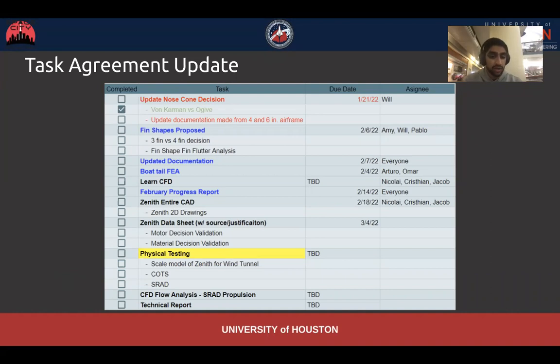Heads up for the scale model of Zenith for the wind tunnel, I also sent an email to Dr. Florian, the new fluids professor, and hopefully he can get back to us. I think UAV was also looking to do something with the wind tunnel, so it'll be cool to collaborate with them and learn more about flow and drag.